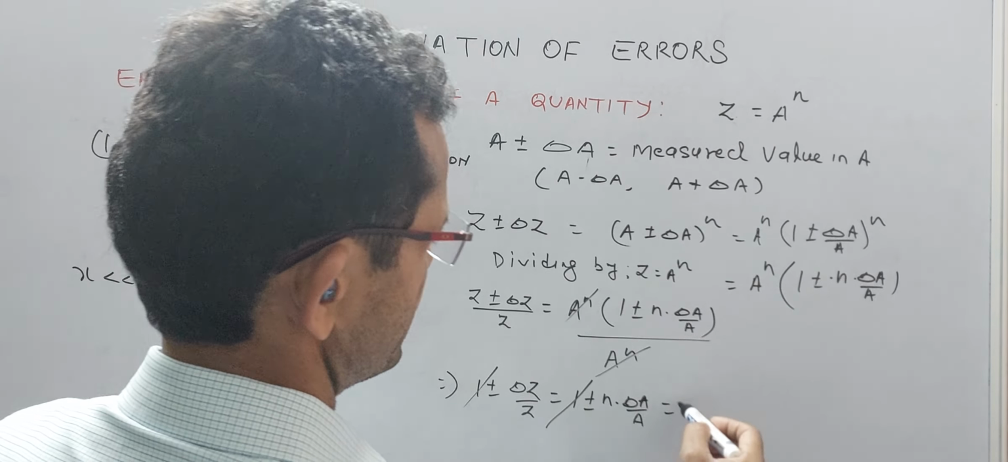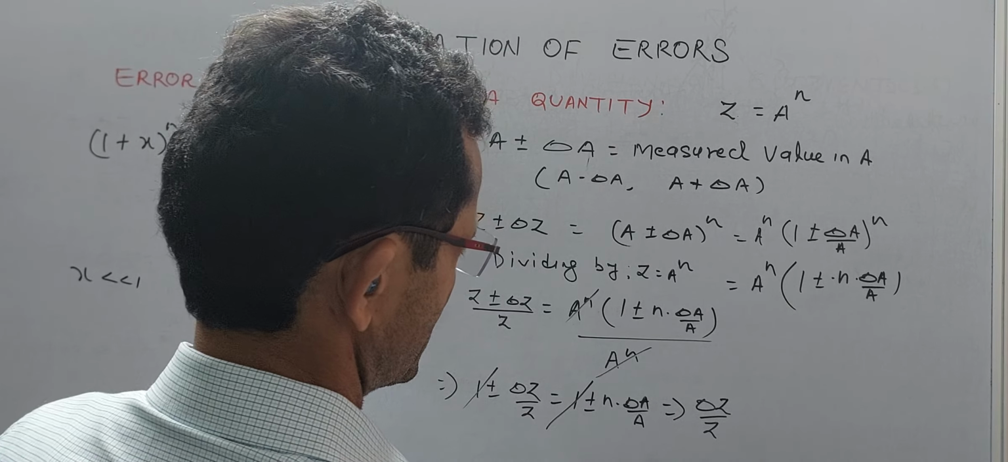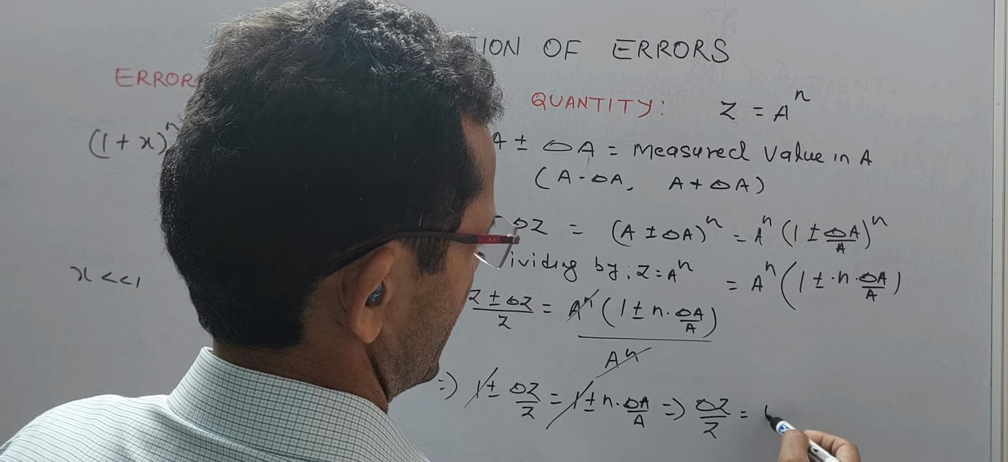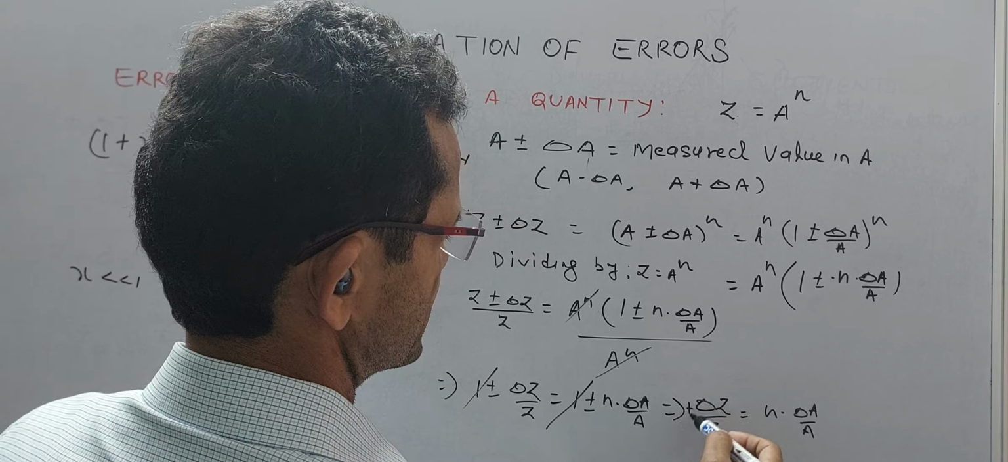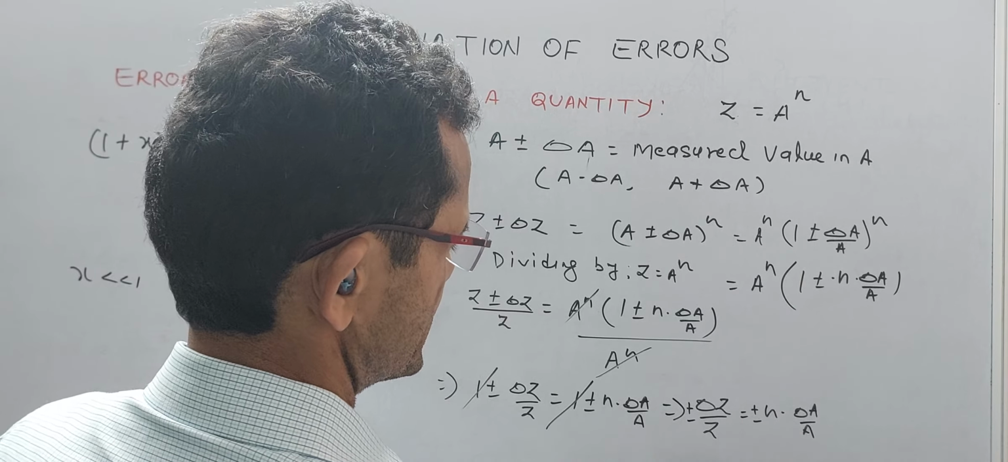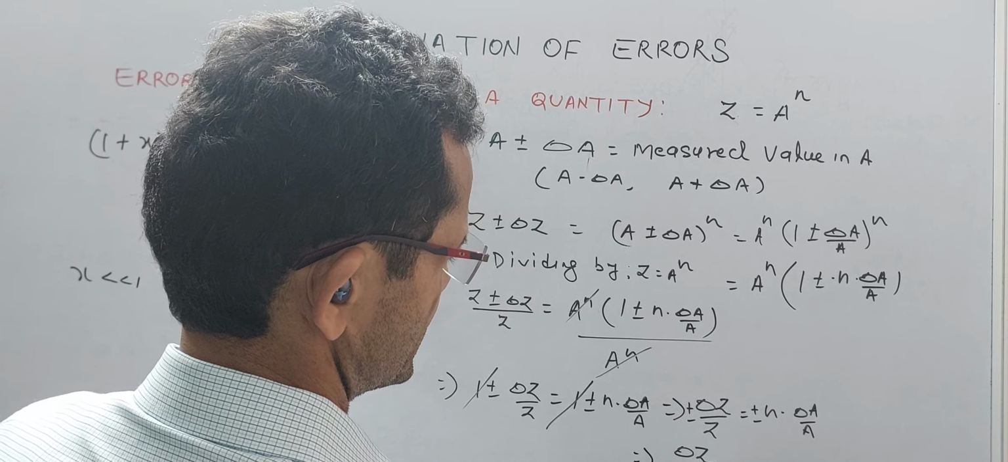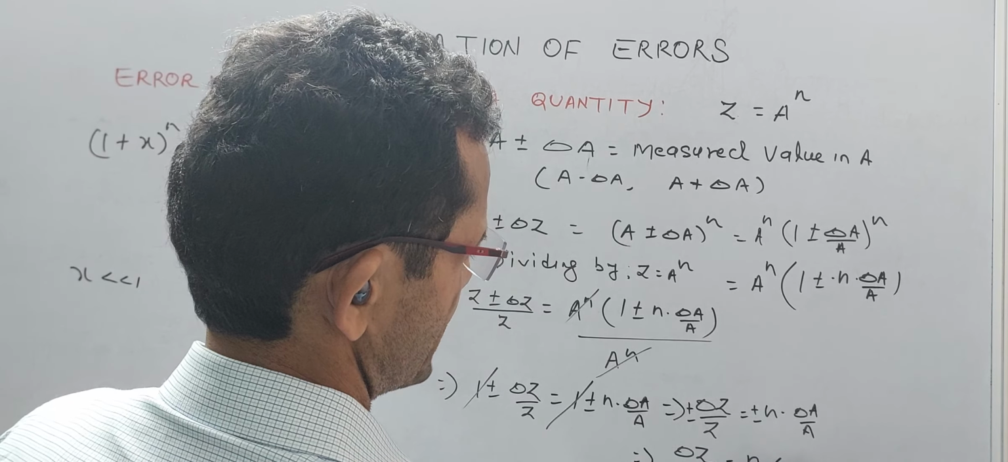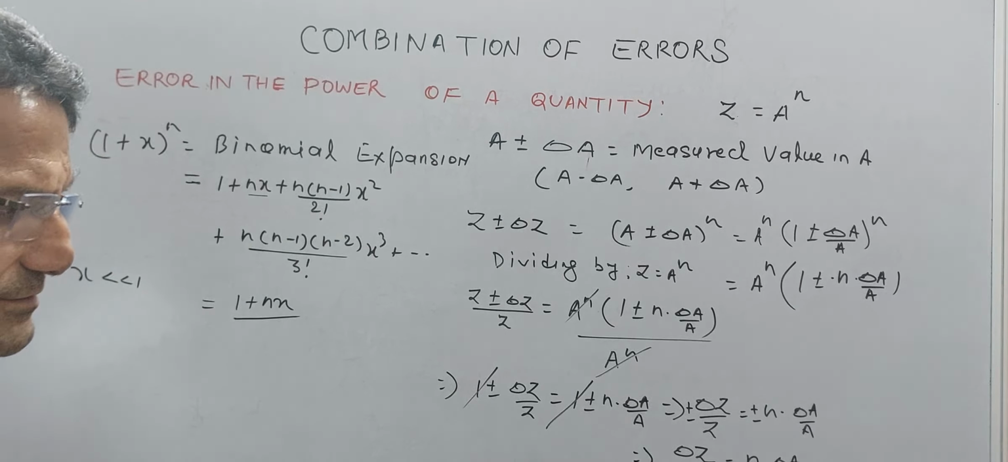Finally we have delta z upon z. The maximum error becomes n times delta a upon a. We can write plus minus here, and also plus minus there. Now the fractional error in z is equal to n times delta a upon a. Now this is our answer.